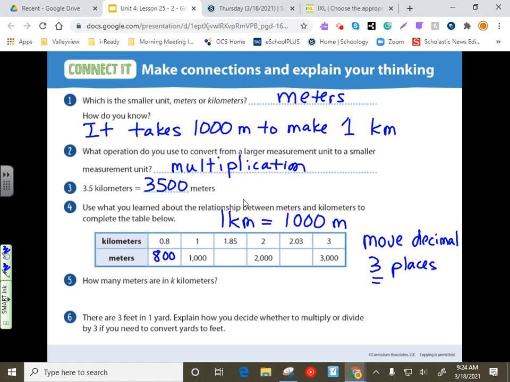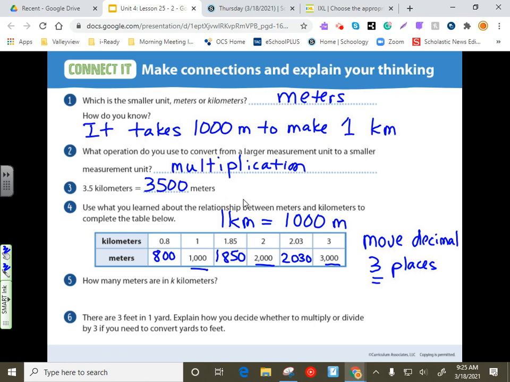1.85. I know I've got 1,000 and 2,000. So I can just tell logically that that'll be 1,850. If I put 185, I would know just by seeing what was beside this on either end that I had not gone far enough. 1,850. 2.03. I know I've got a 2,000 and a 3,000, so it makes sense that this is 2,030.